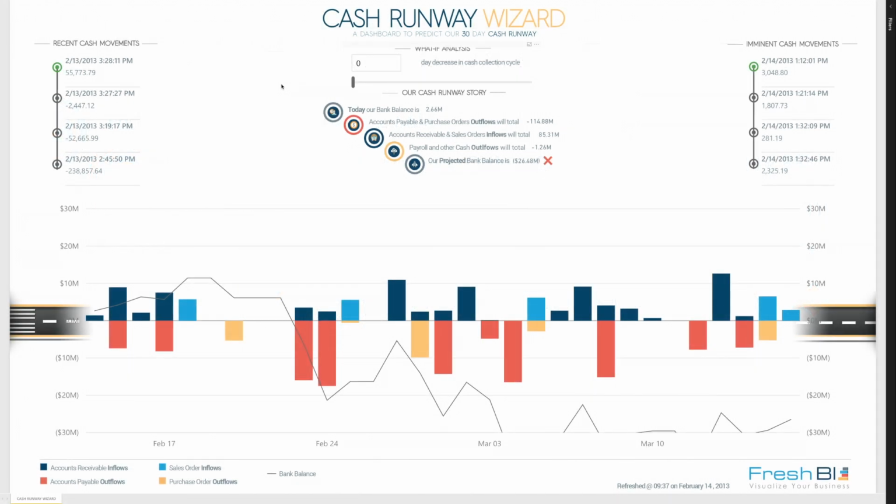And your story ends with an indispensable dashboard that gives you a comprehensive view of your predicted cash flow for each day over the next 30 days, empowering you to take all the actions needed for effective cash management.